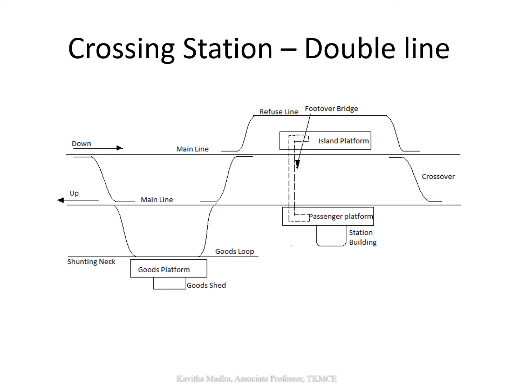In case of a wayside station on a double line track, one or two passenger platforms can be provided depending upon the facilities that are required. So here you can see there is a passenger platform associated with the station building, and on the other side there is an island platform. If a platform is completely surrounded by tracks, it is known as an island platform. So here it is completely covered by tracks on all four sides. That is why it's known as an island platform.